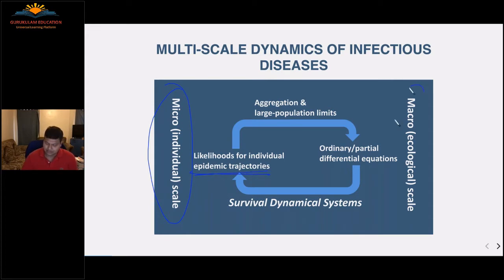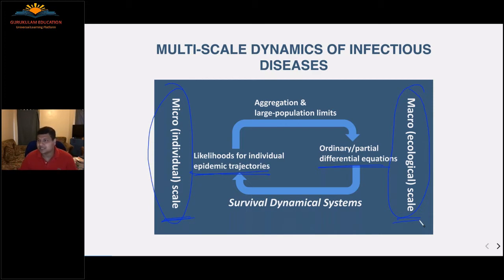On the right-hand side is the macro scale, also known as the ecological or population level scale. Here you write down ordinary or partial differential equations for the concentrations or proportions of infected individuals at the population level. So on one side we specify laws at the individual level, and on the other we forget about the individual, look at the entire population, and write ordinary or partial differential equations.